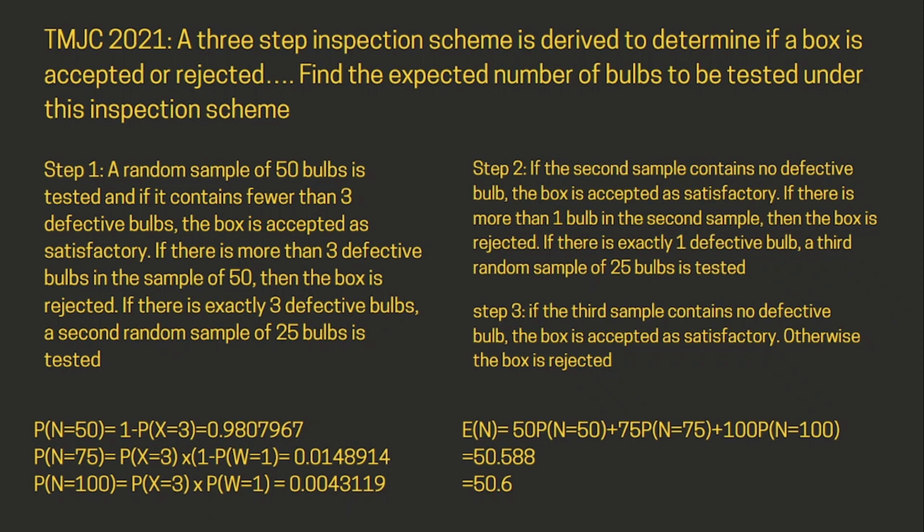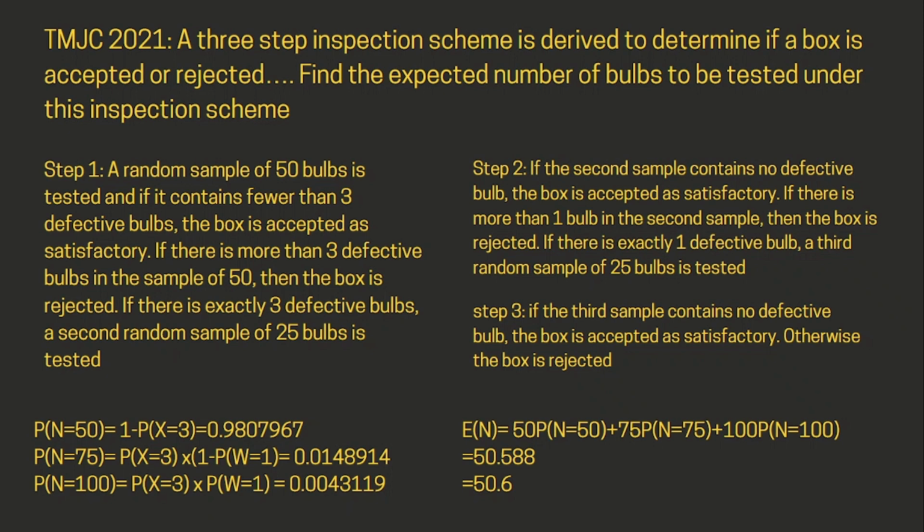But at the same time, if we have less than 3 defective bulbs, then we also know it's satisfactory, so we don't need to test for any more bulbs. So that's why for n equals 50, we just need to get rid of the p equals 3 specifically. And for the case of n equals 75, what happens is that we need the x equals 3 in the first place so that we can get to the second box.